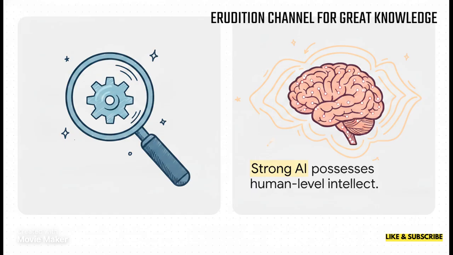First, we have weak AI, also known as narrow AI, or artificial narrow intelligence. These are systems strictly trained for particular tasks. In stark contrast, we have strong AI, which encompasses artificial general intelligence and artificial superintelligence. These represent machines that possess general, human-level, or even superhuman intellect.